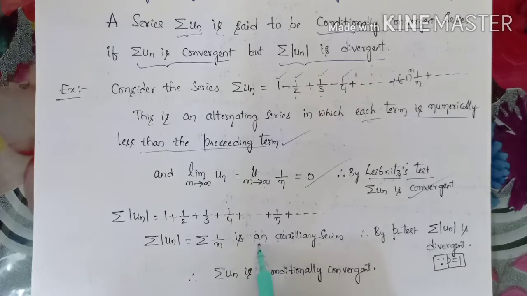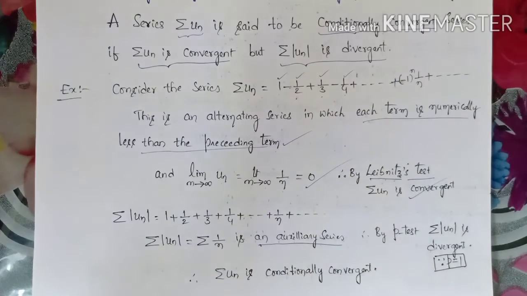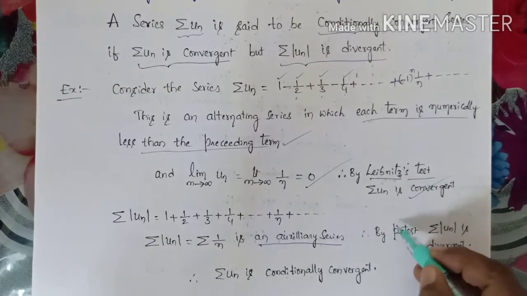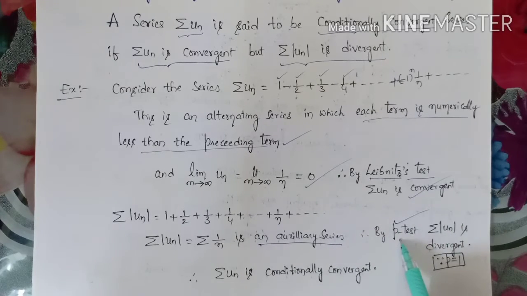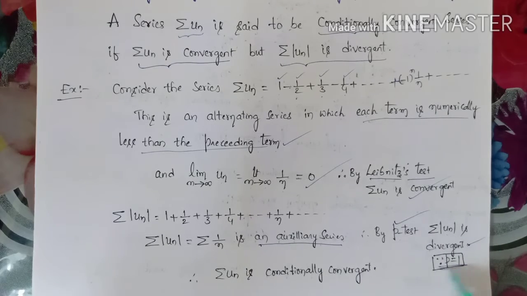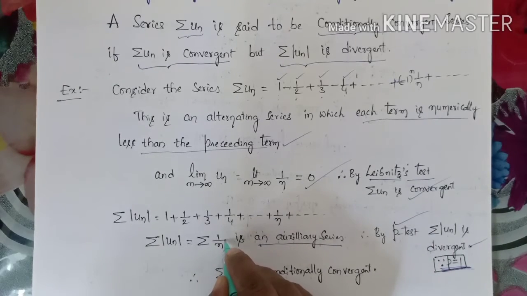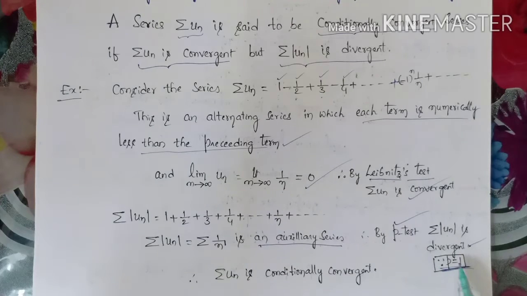This is an auxiliary series. Therefore, by auxiliary series test, which is also called the P test, sigma mod un is divergent because P is 1. Here, P is 1. Therefore, this is a divergent series. For P greater than 1, it is convergent. For P less than or equal to 1, this is divergent.